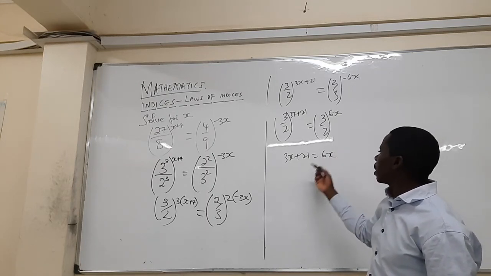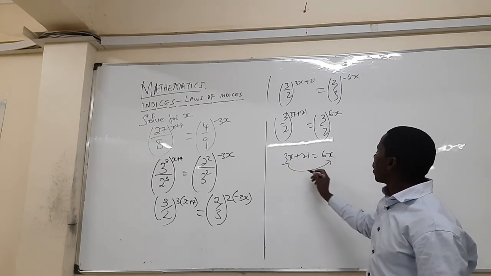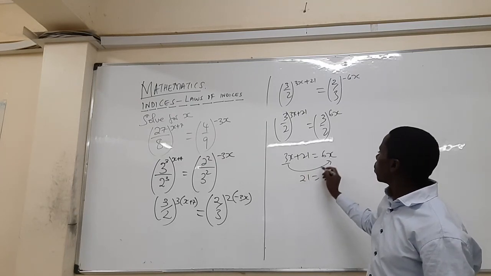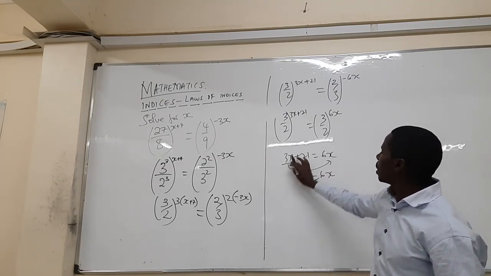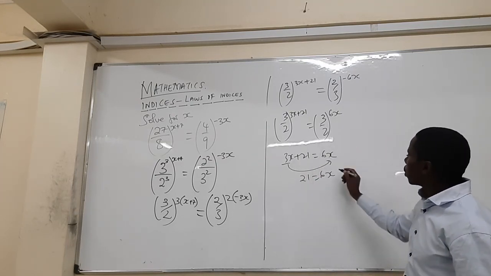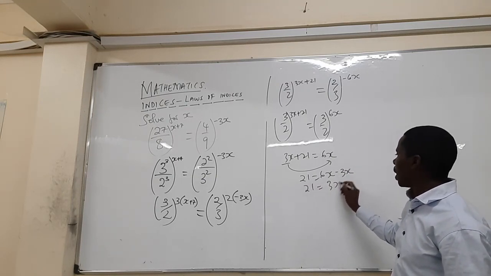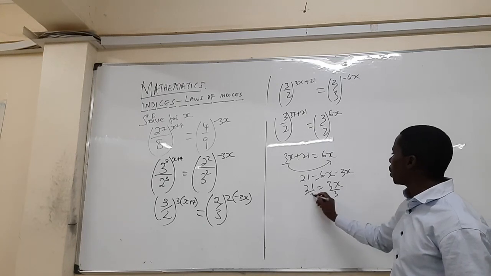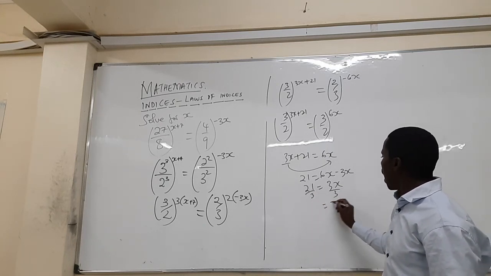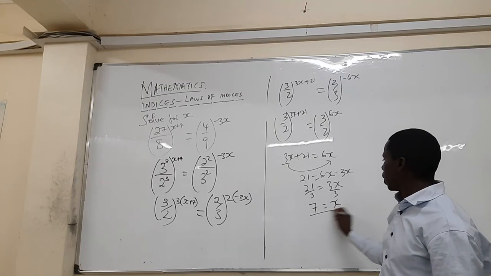Then you can put the like terms together. I have now 21 is equal to 6x minus 3x. So 21 is equal to 3x. Then divide by 3 on both sides, you will be left with x is equal to 7.